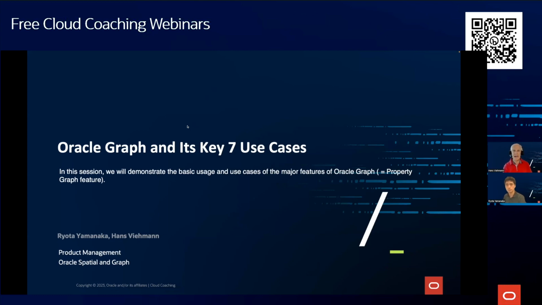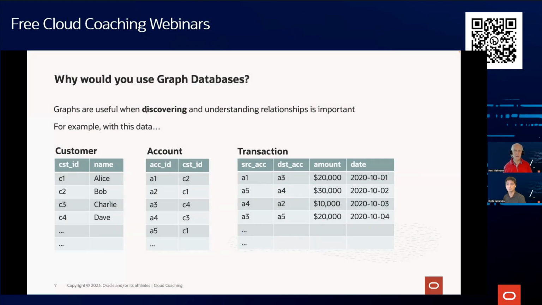Good. Ryota, I think you can move on to the next slide, because I would suggest that we get started, and let's talk about what graph databases are in the first place, for those of you who are not so familiar with why graphs are useful and what you can actually do with them. Technically speaking, what makes graph databases special is that they treat relationships between data entities as, we say, first-class citizens in the database. That makes them particularly useful if you want to discover or understand relationships. Now, what does that mean?